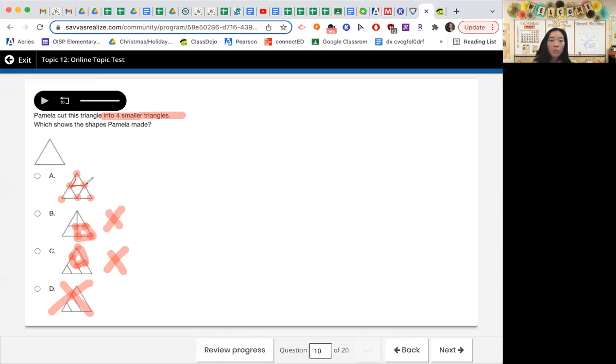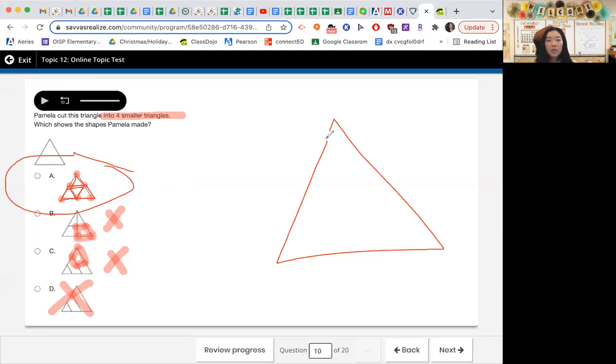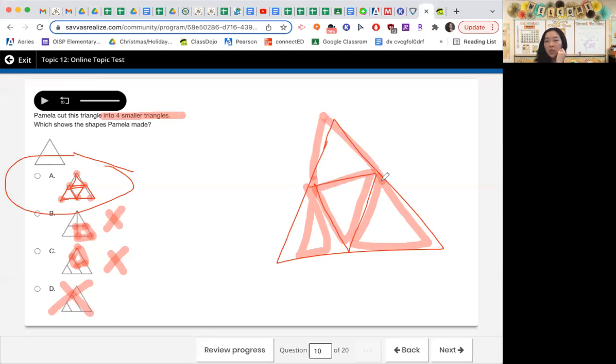Ready? 1 triangle, 2 triangles, 3 triangles, 4 triangles. Pamela cut this bigger triangle into 4 smaller triangles by doing this. She went like this. By doing that, she created a triangle here, 1. She created a triangle here, 2. She created a triangle here, 3. And she created a triangle here, 4. So she made 4 triangles in this big triangle.